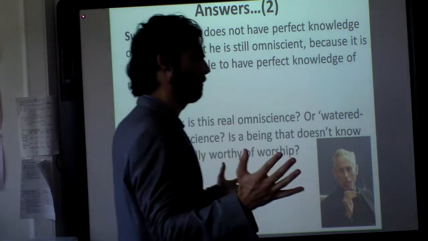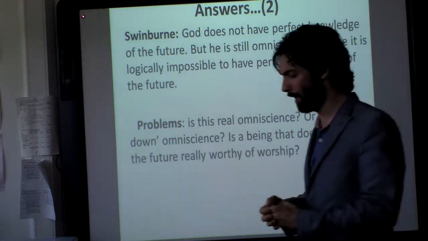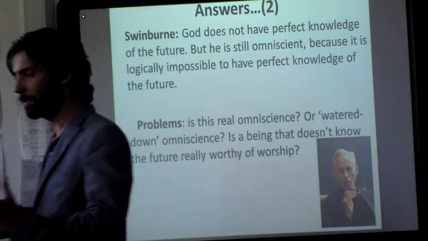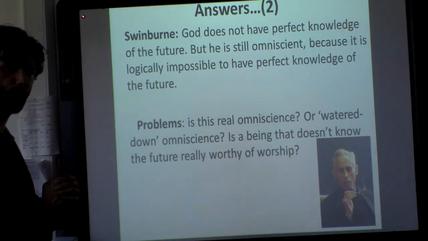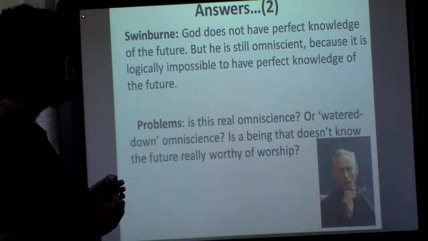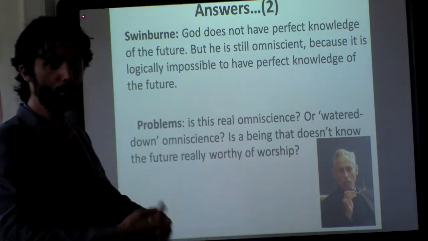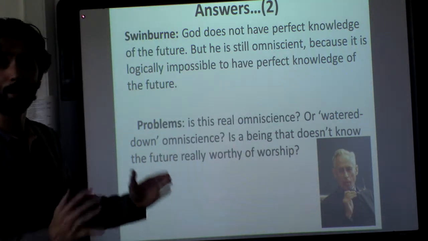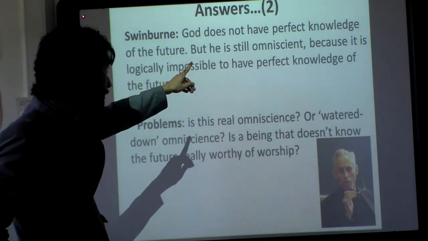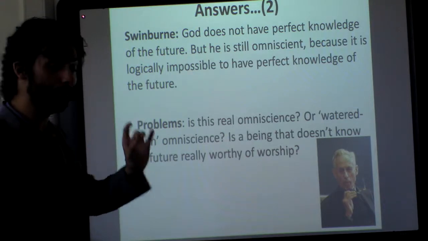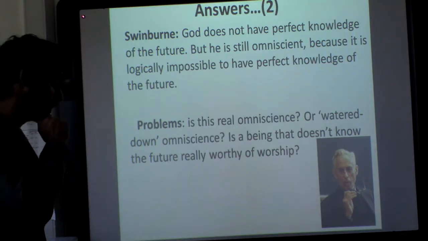And you might think, well, that's not omniscience, right? Then you've just given up omniscience. But Swinburne would tell you that actually omniscience is to be able to know everything that it is logically possible to know. And he's going to say that to know the future perfectly is logically impossible because the future doesn't exist yet, right? And God is in time. So for Swinburne, God can still be omniscient even if he doesn't have infallible, perfect knowledge of the future. That is Richard Swinburne's view.